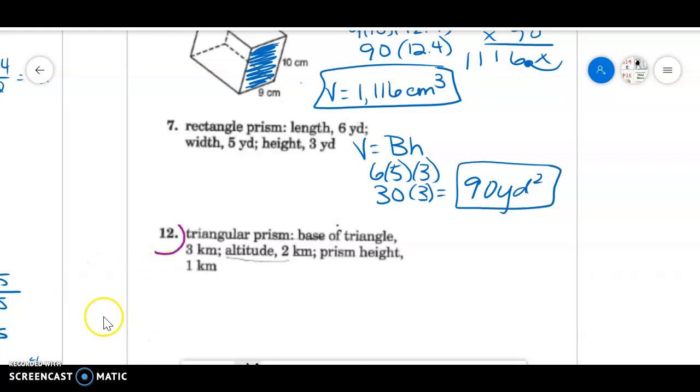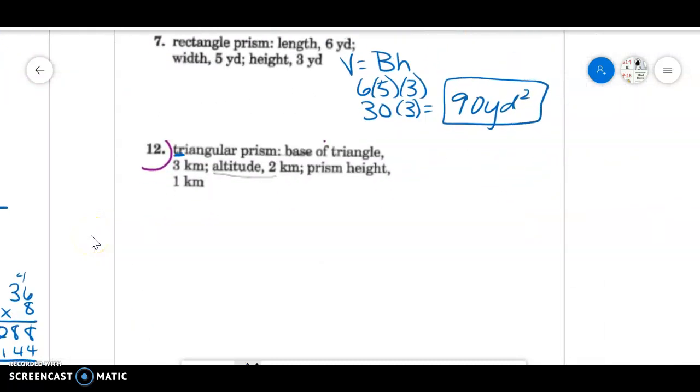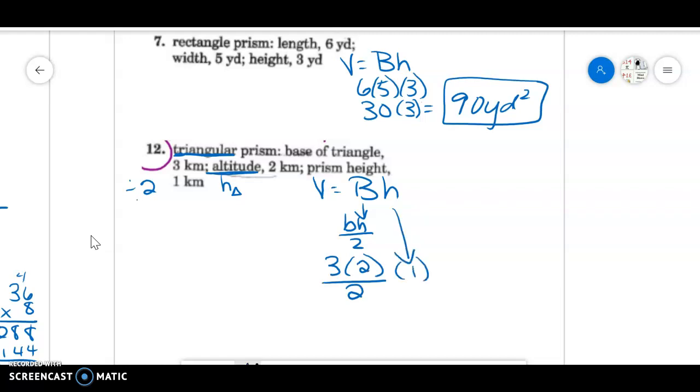And then the last one some of you struggled with, again, starts with a T. It's a triangle, so don't forget to divide by 2. So V equals big B times H, where big B is base times height divided by 2. Remember, when we talked about the example that you did on the practice, altitude is the height of the triangle. So we're going to say 3 times 2 divided by 2. And then we still have our height, so times 1. So 3 times 2 is 6. Times 1 is still 6, divided by 2. So this was 3 kilometers cubed.